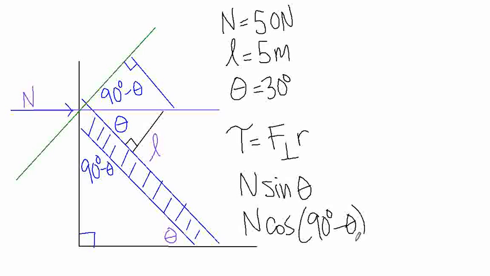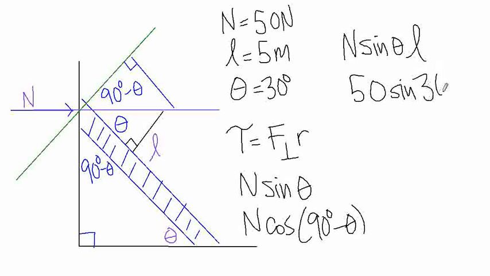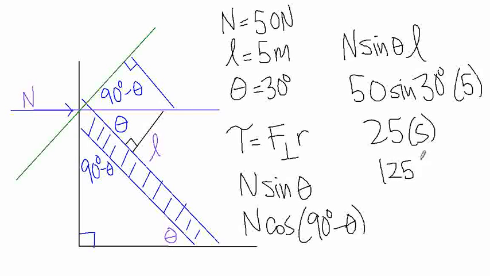Okay? Putting it all together, we get that the torque is n sine theta times L. So 50 times the sine of 30 degrees times 5. All right? That gives 25 times 5, or 125 Newton meters.